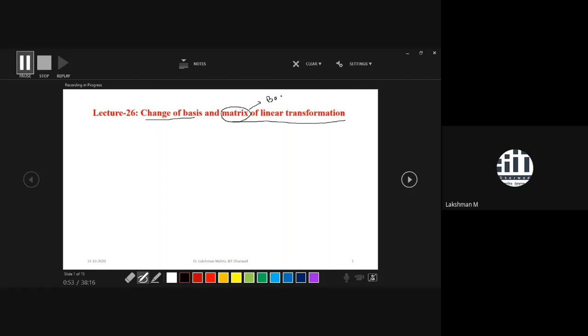So I will talk about how the matrix of a linear transformation with respect to a basis is dependent on the change of basis matrix as well. Also I will talk about how to find a coordinate vector with respect to this change of basis as well. So the two applications I will discuss in detail in today's class.